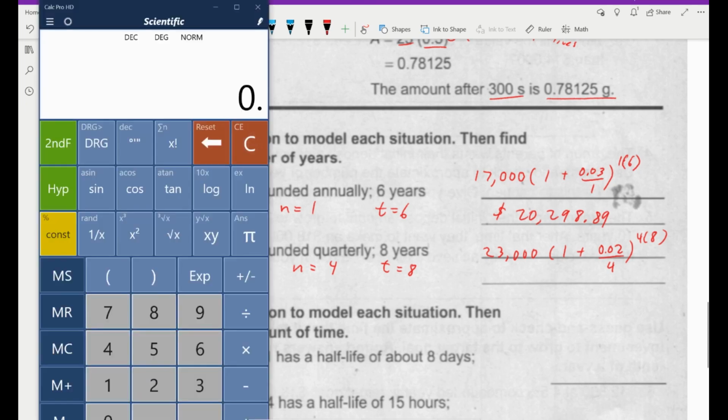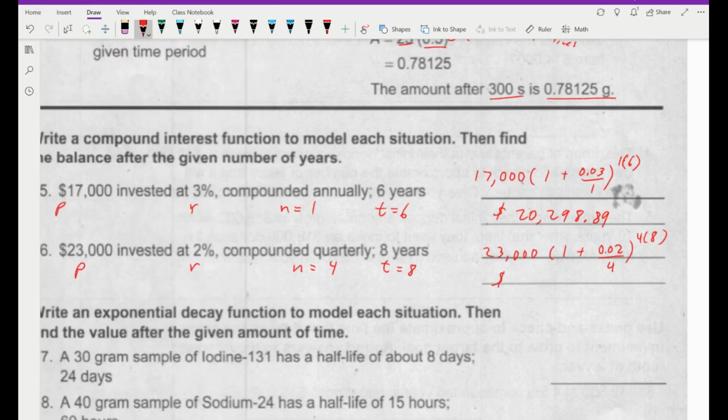Usually it's a good idea to do the numbers inside the parentheses first, but I'll just do it on the outside because in this calculator I can see what we're typing, so I know we're not making a mistake in the order of operations. 1 plus 0.02 divided by 4, and we're going to raise this to the 32. And we get 26,979 and 99 cents. 26,000, I believe, was what, 979? Yes. 979 and 99 cents.